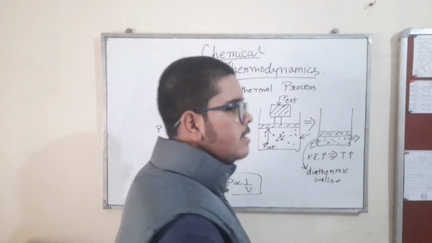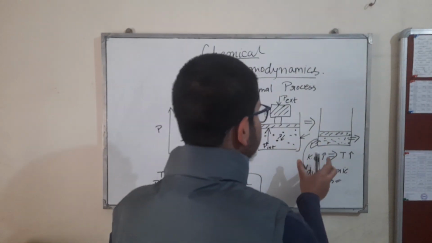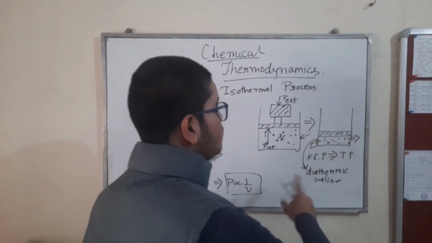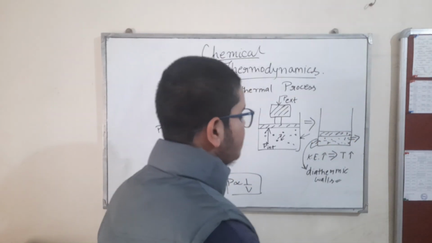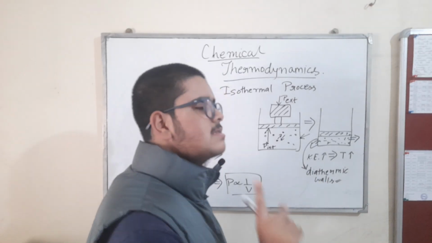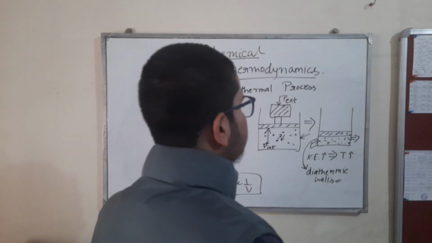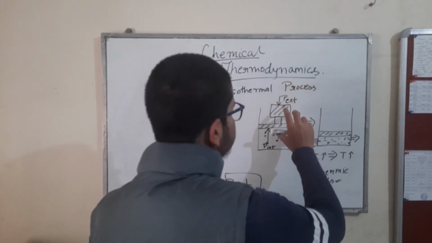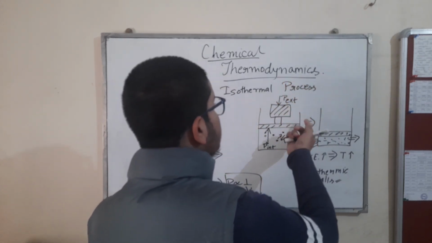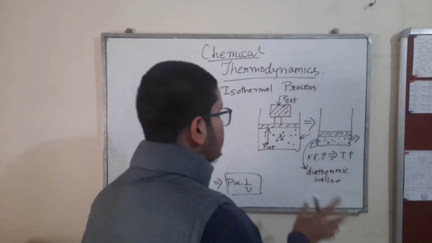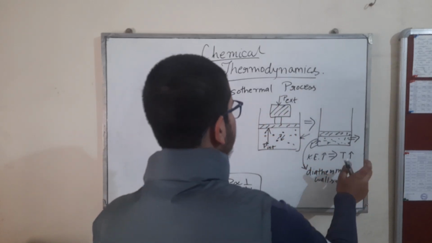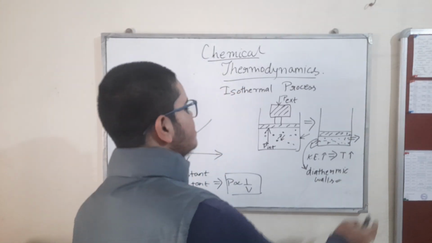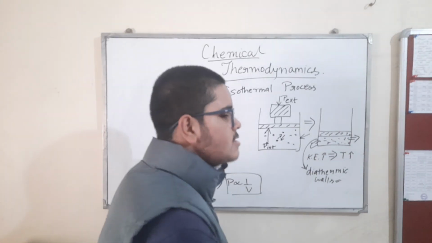Because these walls are diathermic walls, it doesn't let the temperature increase. Instead, it lets out heat into the surroundings, which makes the temperature remain the same, that is, constant. So we are decreasing the volume, increasing the pressure, but what is remaining constant? Temperature. As temperature remains constant throughout the process, this as a whole is an isothermal process.